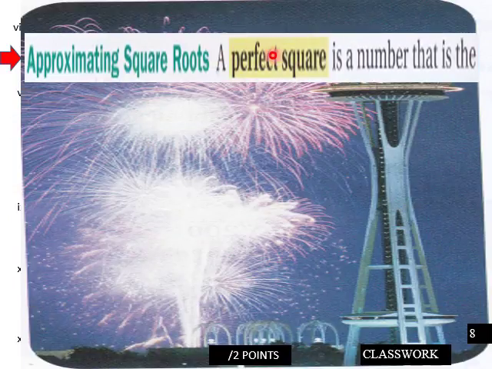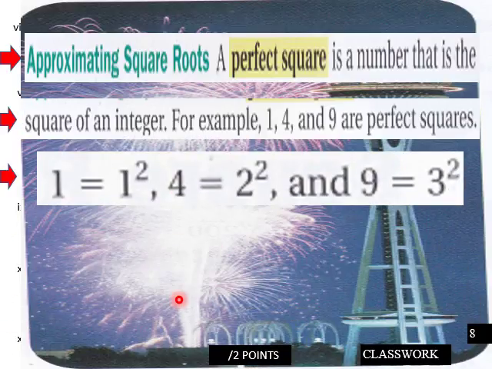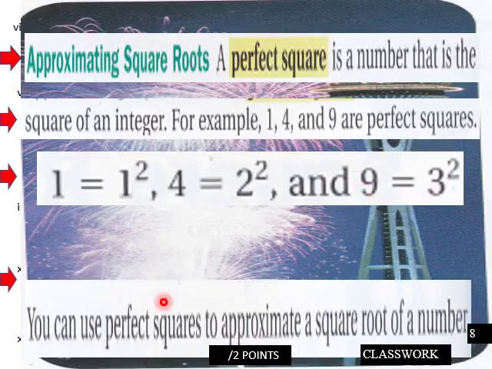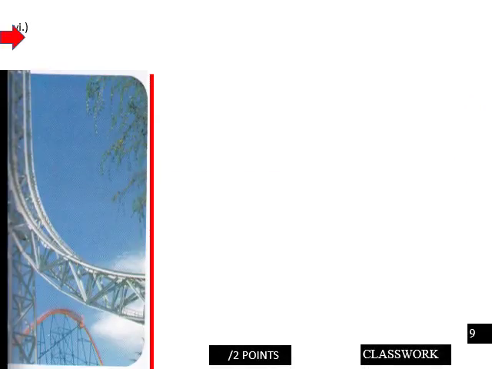Approximating square roots. A perfect square is a number that is the square of an integer. So these are perfect squares here. When you have an integer that is the square root of another integer. So we can use perfect squares to find approximations of square roots that aren't perfect.